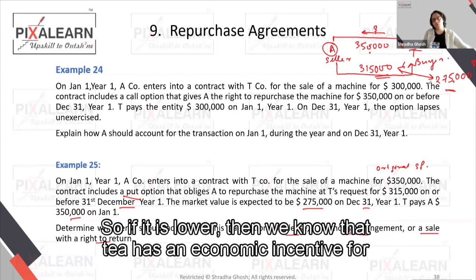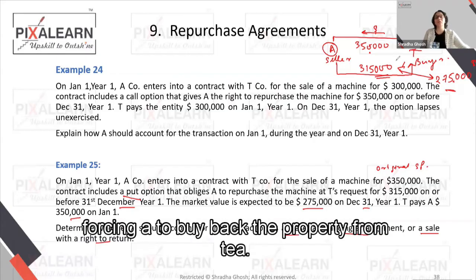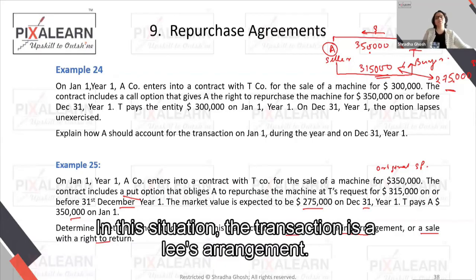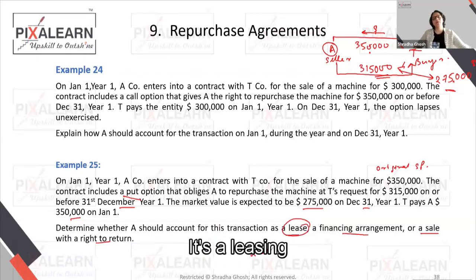So if it is lower, then we know that T has an economic incentive for forcing A to buy back the property from T. In this situation, the transaction is a lease arrangement. It's a leasing arrangement.